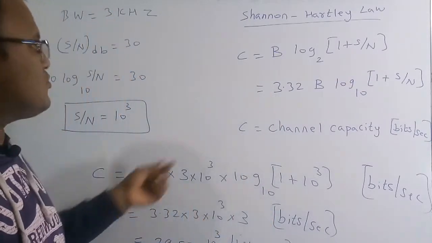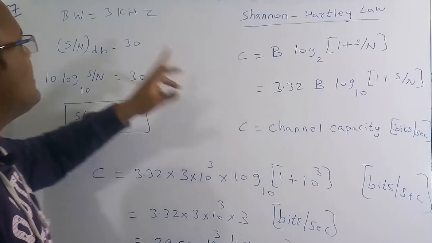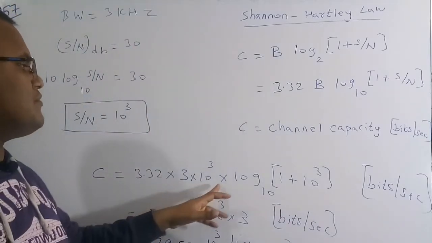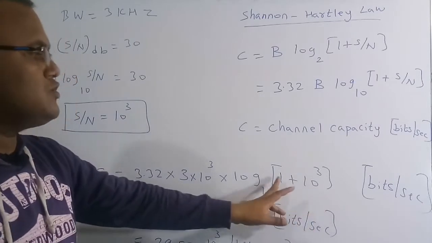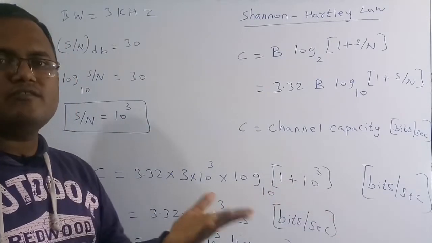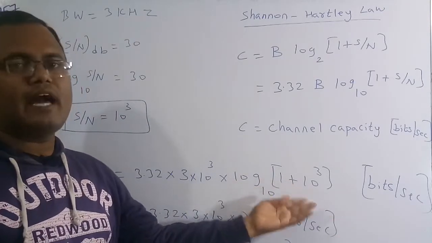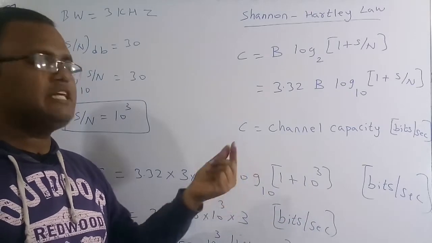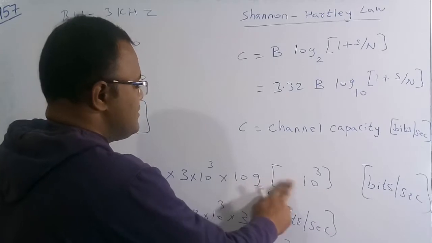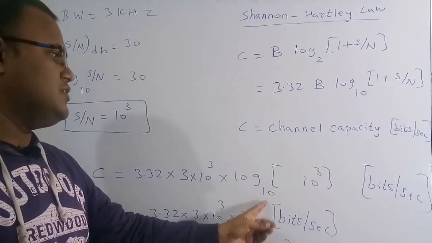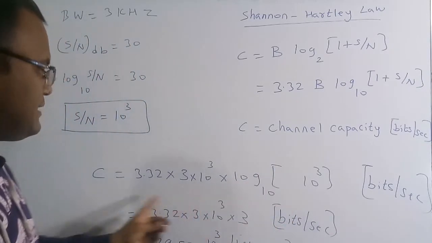So C is equal to 3.32 into B, which is 3 kilohertz, so 3 into 10 to the power of 3, log base 10 of 1 plus S by N. S by N is equal to 10 to the power of 3. So 1 plus 10 to the power of 3 is nearly equal to 10 to the power of 3, since 10 to the power of 3 is very high compared to 1. So log of 10 to the power 3 to the base 10 is nothing but 3, and the remaining is the same.